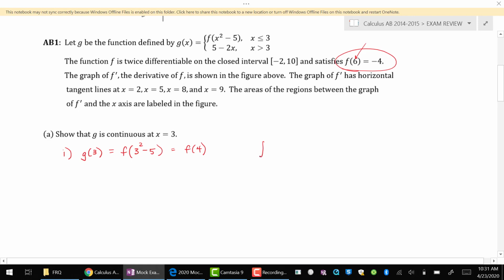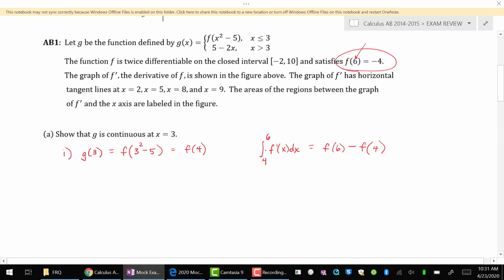So here's what we're going to integrate. The integral from 4 to 6 of f prime, by FTC, would be the antiderivative evaluated at the upper bound minus the lower bound. That's the fundamental theorem of calculus. And again, keep in mind that we're searching for the value of f of 4.